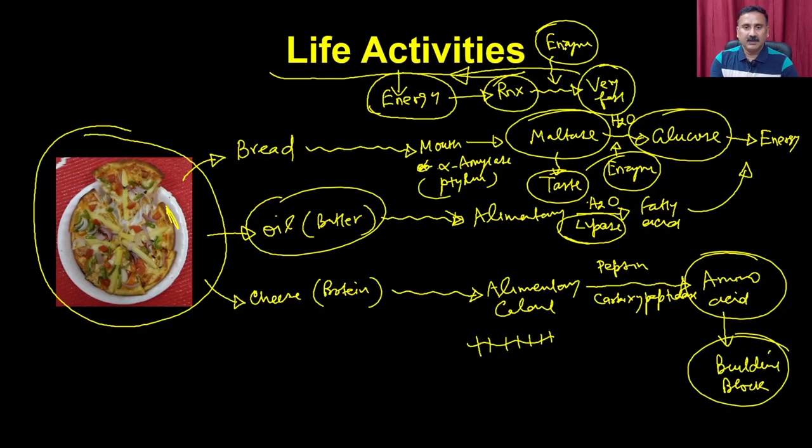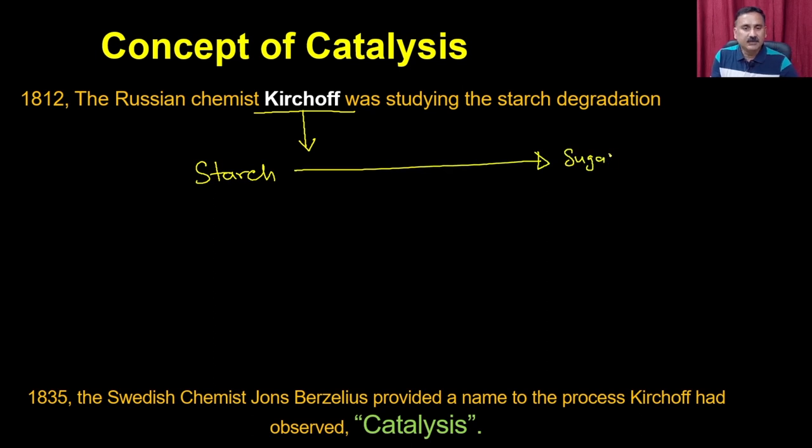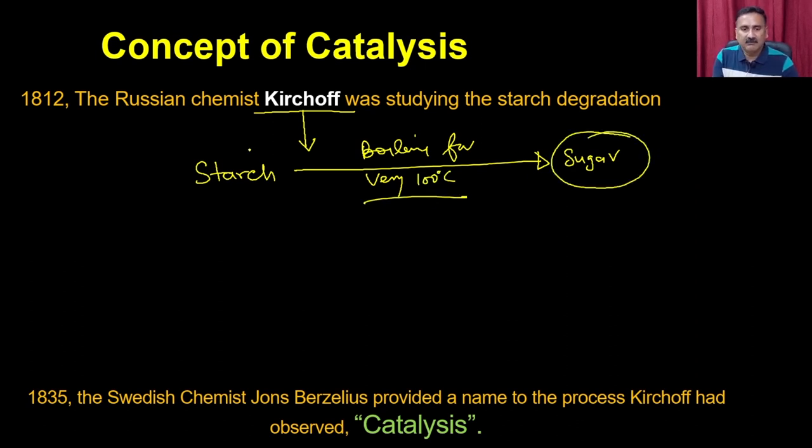So there was a Russian scientist, Kirchhoff, and what he was doing is trying to study how starch gets converted into sugar, okay. He was doing different types of experiments. He was boiling the starch for a very long time, for example at 100 degrees Celsius or so, but he could not achieve much success in converting the starch into sugar.